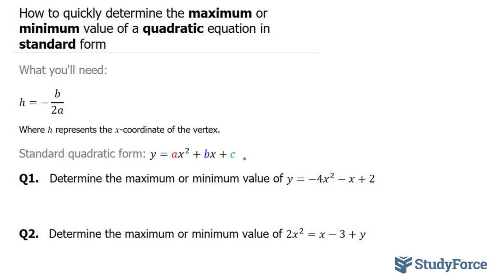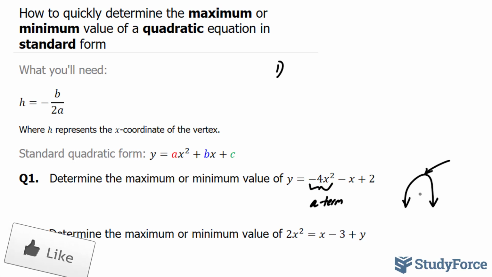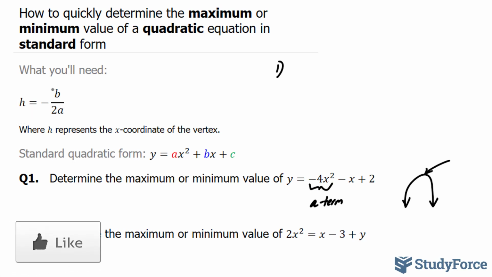The first question asks, determine the maximum or minimum value of this equation. So starting with question 1, the first thing that I want you to do is to analyze the equation that's been given. The equation here has an a term of negative 4x squared. So this right here is your a term. And specifically, the negative 4 is what's important to us. If your a is negative, you'll have a parabola that opens down. And if you have a parabola that opens down, like this, you will have a maximum point at the vertex. So by finding the coordinates of the vertex, which you can easily do by using this formula, we will know the maximum point for this parabola.